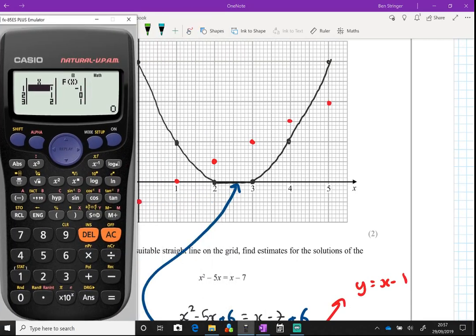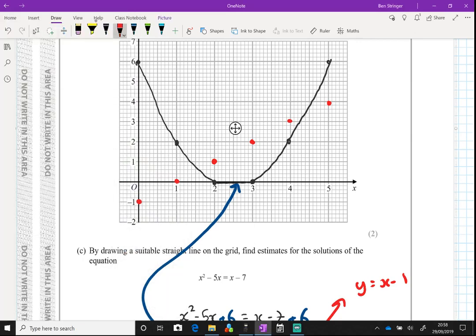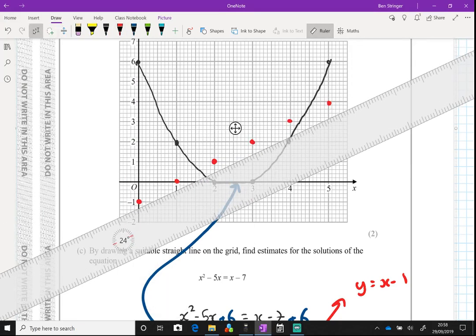So when x is 2, y is 1. When x is 3, y is 2. When x is 4, y is 3. Yep, that's nice. Let's try and get us a straight line going through here.